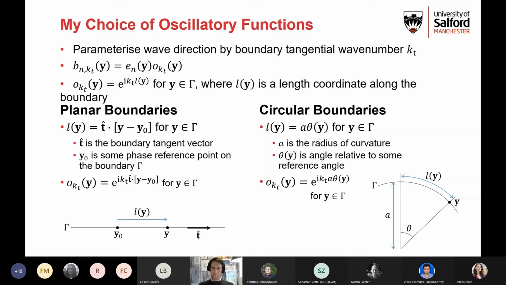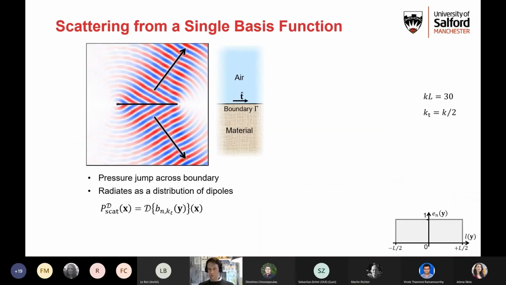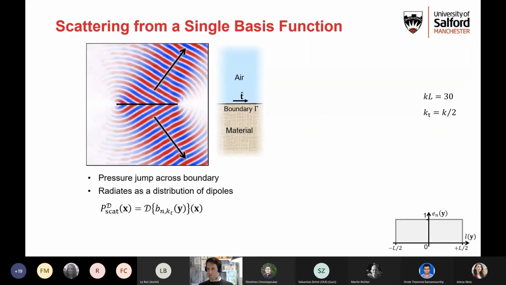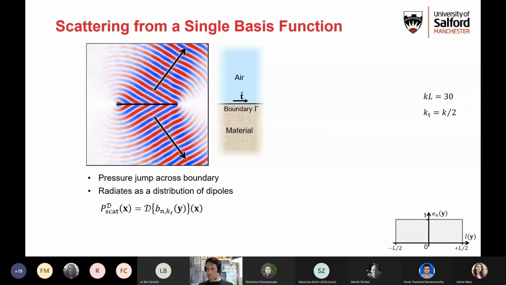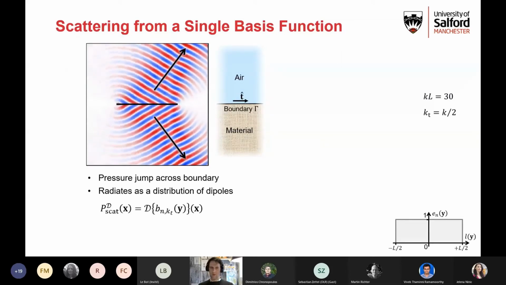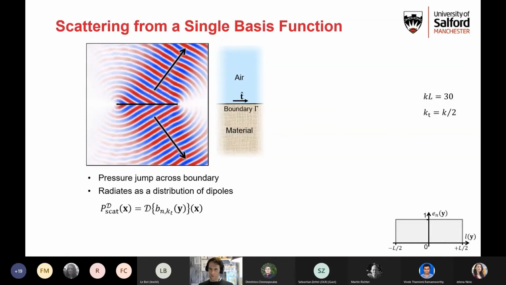So let's look at scattering from one of these single basis functions. Is it going to be like a geometrical beam? Well, there's two ways you can interpret or use basis functions on a boundary. One is that it represents pressure jump across the boundary, and that means it radiates like a distribution of dipoles. This is the first of those terms in the scattering integral. And if you let that run, you'll see that what happens is it's coming off the boundary and it's going in two directions, which are symmetrical from one another, in and out. So we're getting some sort of beam-ish behavior. It's mostly going in some dominant directions, but it's going in both of them. You can also see, if you look carefully, the pressure sign is flipped across the boundary because it's coming from dipoles.